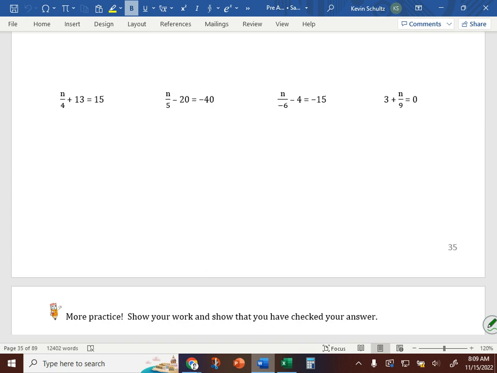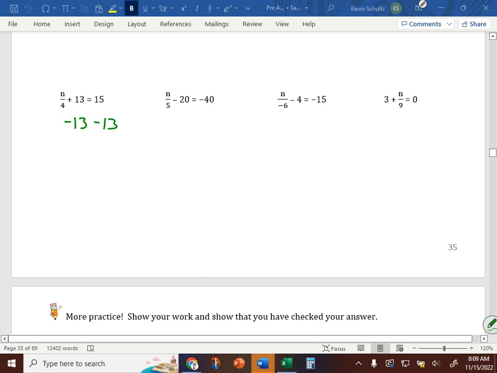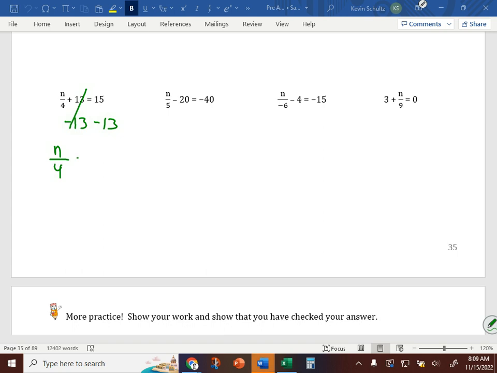So this first one, Gregory, what's our first step here in solving n divided by 4 plus 13 equals 15? 13 minus 13, right? We see the addition there. The opposite of addition is subtraction. 13 minus 13 equals 0. And so we're left with n over 4, or n divided by 4, equals 2.